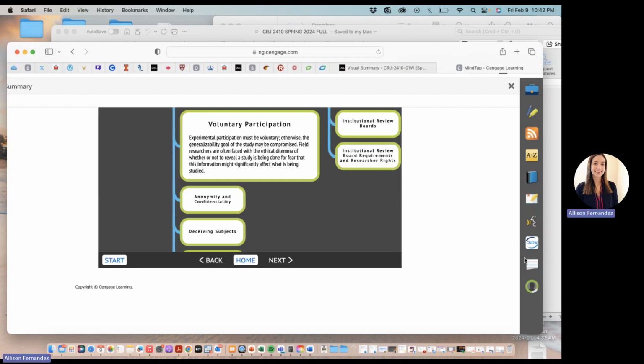All right, so it's important to know about voluntary participation. Experimental participation must be voluntary. You've likely already heard about experimental participation.